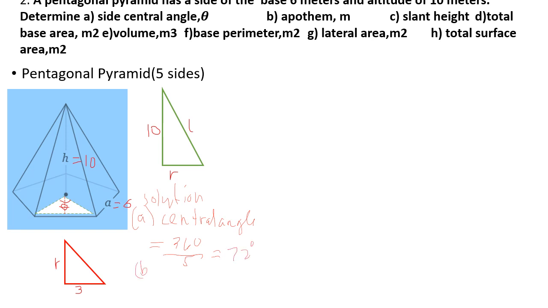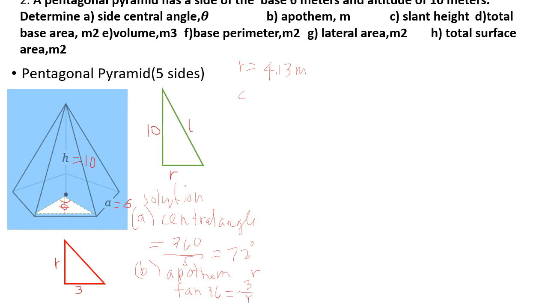For letter B, apothem r. Tangent 36, because 72 divided by 2 is 36, since we take only one half. Tangent 36 equals 3 all over r. So your r is equivalent to 4.13 meters.